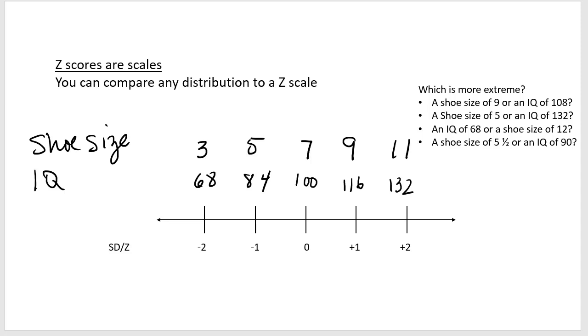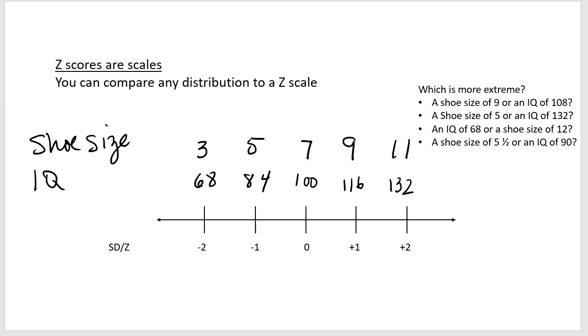Now that's actually 2.5, but we can estimate it between 2 and 3. So if I asked you which is more extreme, an IQ of 68, which has a z-score of -2, or a shoe size of 12, which is above a +2, you would say that the shoe size of 12 is more extreme. A shoe size of 5.5 or an IQ of 90? A shoe size of 5.5 is somewhere in the neighborhood of 0 to -1. An IQ of 90 is also somewhere between 0 and -1. That's not as easy to figure out.